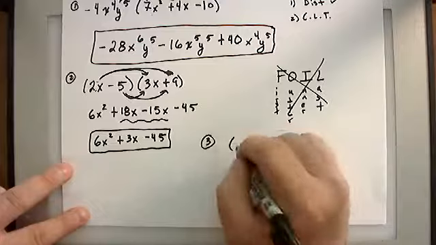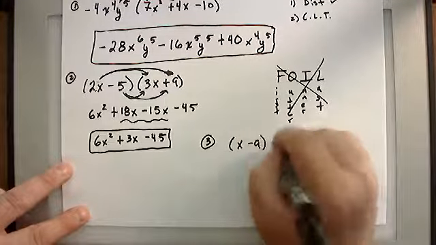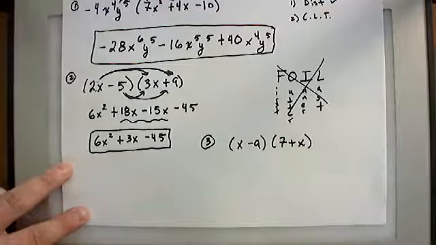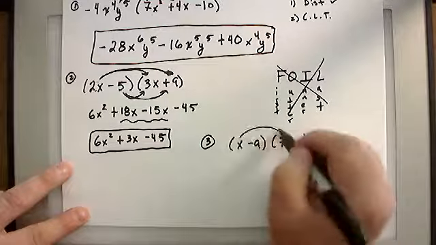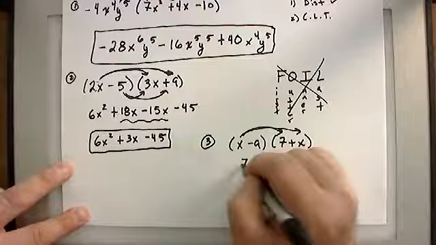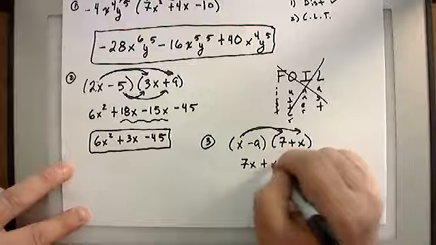Let's say, well, whatever, it doesn't really matter. x minus 9 times 7 plus x, something like that. Another binomial times a binomial. If you want to FOIL, you can, but I would just say take the first piece and go to the other two. x times 7, that's 7x. x times x, that's positive x squared.